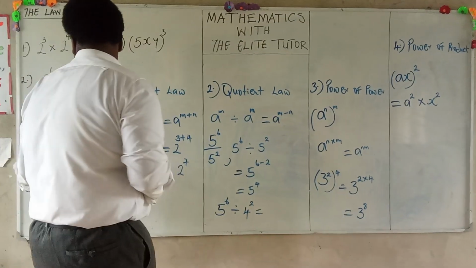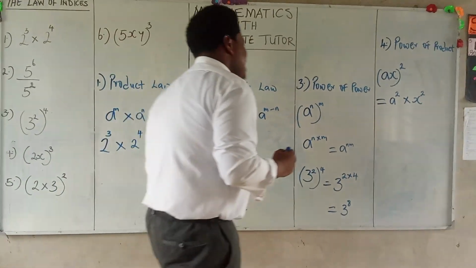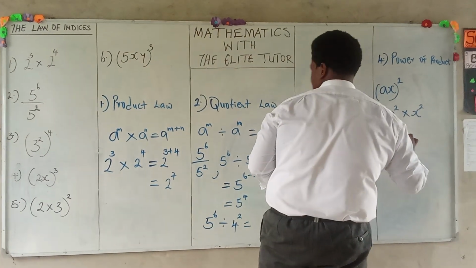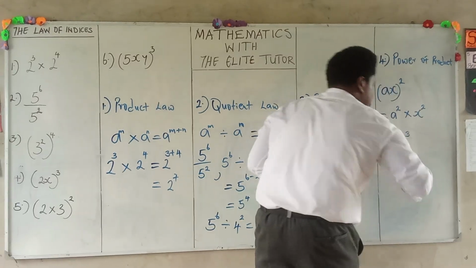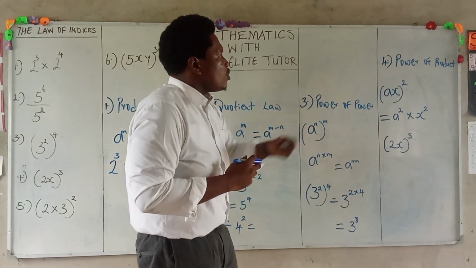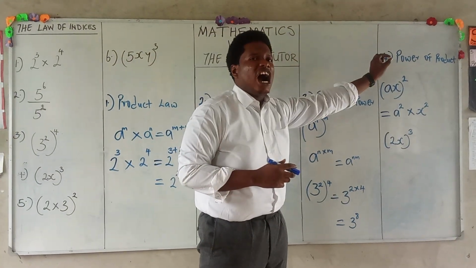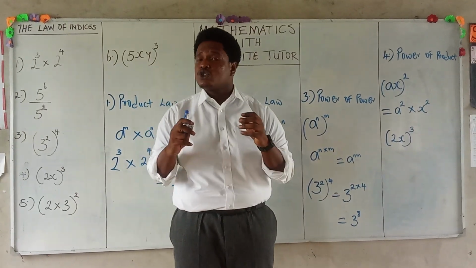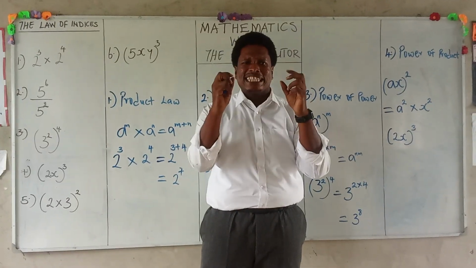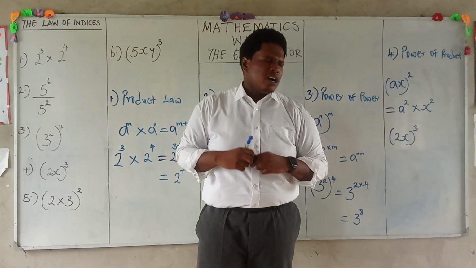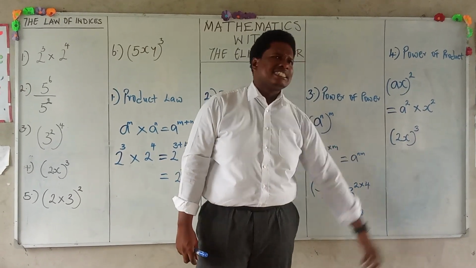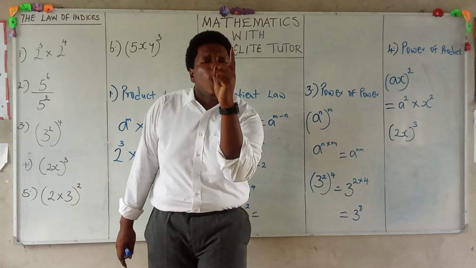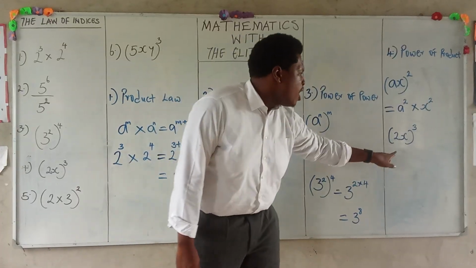Now we have example 4. Example 4 says (2x) raised to power 3, using the power of product law. First of all, let me say something, because at Elite Tutors, we look out for the understanding of our learners. When we see an expression like this, why should we use the power of product law?